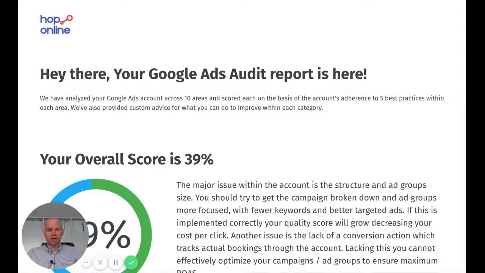And we have organized this audit into 10 major areas, and within each of those 10 areas we have 5 critical factors that we're analyzing. So in total, that's a checklist of about 50 specific best practices that our auditors are going through and checking and scoring. So what you'd be receiving is a report that looks like this.